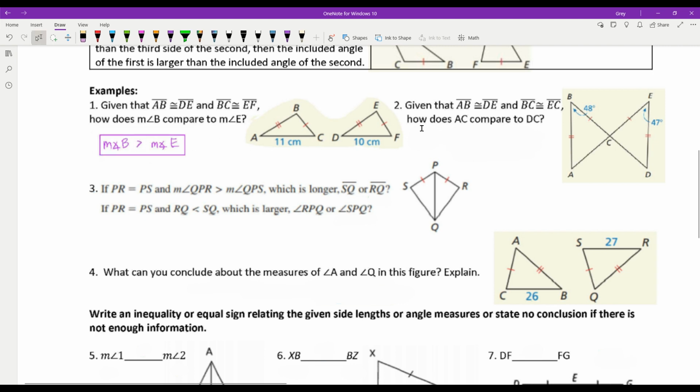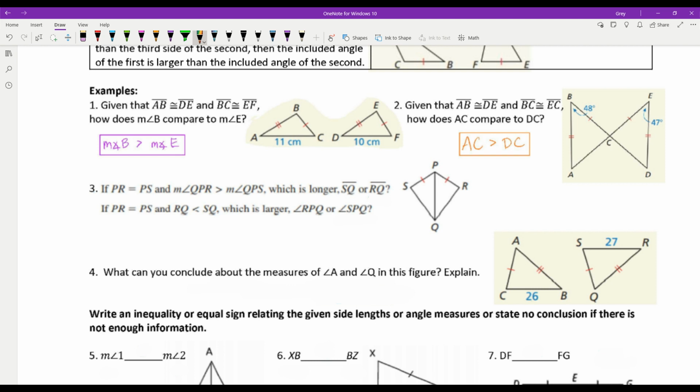Number 2, given that segment AB is congruent to segment DE and segment BC is congruent to segment EC, again, I have two sides of one triangle being congruent to two sides of another triangle. The angles in between them are not congruent. Therefore, the sides, we're looking at AC and DC. How do they compare? Well, AC is opposite the larger angle, so AC is going to be larger than DC.